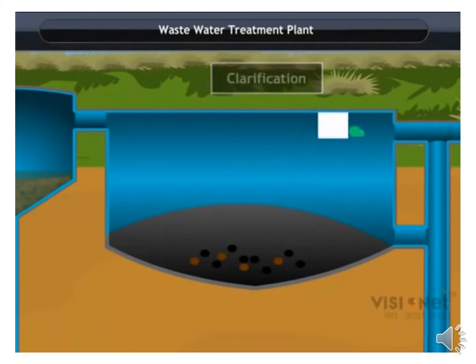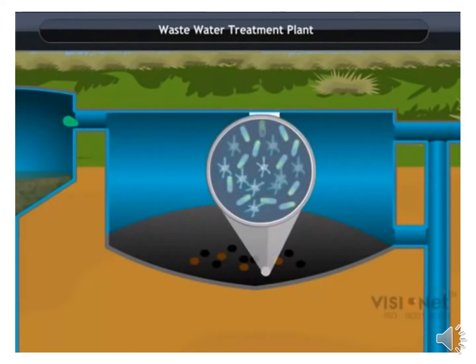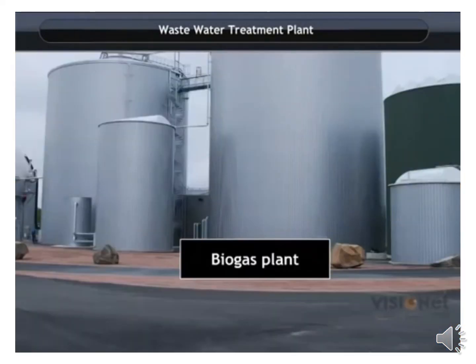Sludge in the tank is allowed to decompose with the help of anaerobic bacteria, that is, bacteria which can survive in the absence of oxygen, to produce biogas that can be used for the generation of electricity.